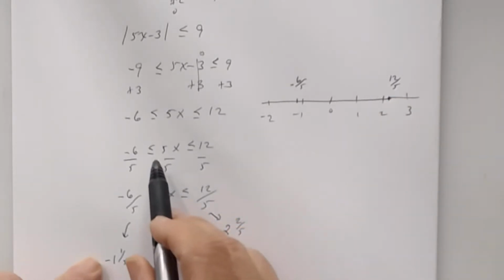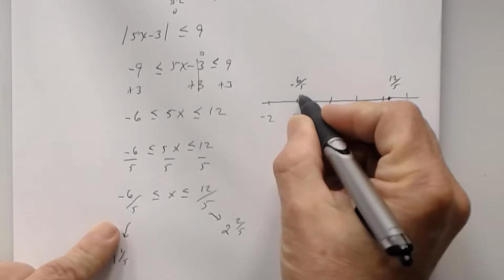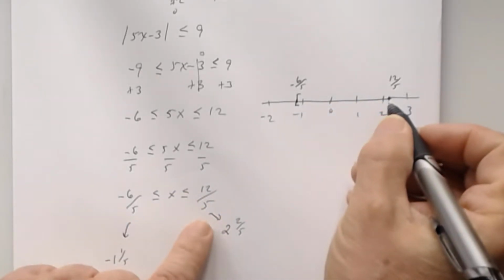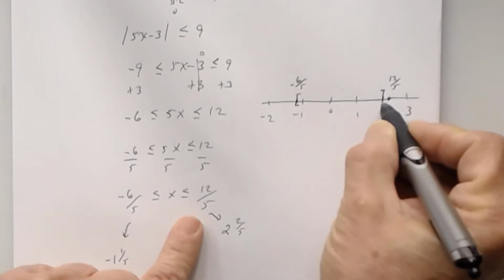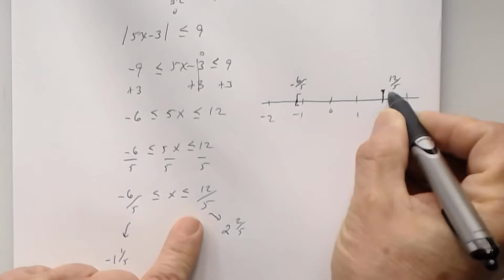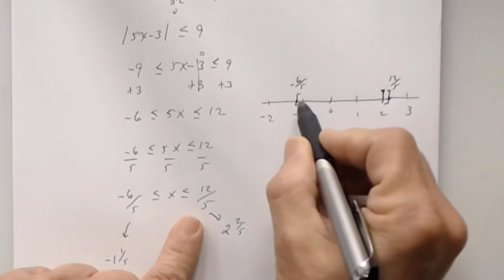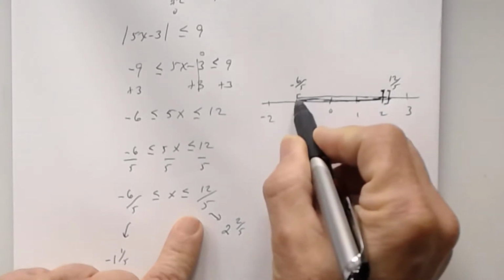All right, now is negative 6/5 a solution, yes or no? Yes, because of the equal sign. There's an equal sign, so I'm going to use brackets, pointing to the right. And then is 12/5 a solution? Yes, because of the equal sign. Bracket pointing to the left, and then I shade everything between them, right? All right, so there's your graph.